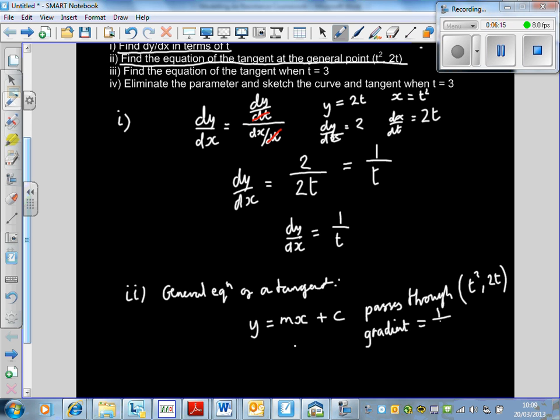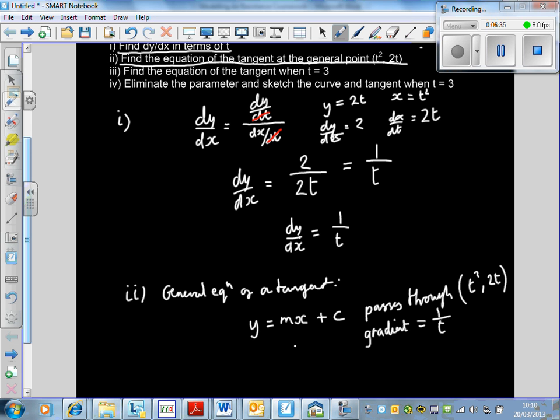1 over t. Why is it going to be 1 over t, Charlie? Yeah, we found dy dx. dy dx at the point t is going to be 1 over t. Here is the point of the tangent, which is at t. So the gradient is 1 over t. All right? So we're being really, really general here.